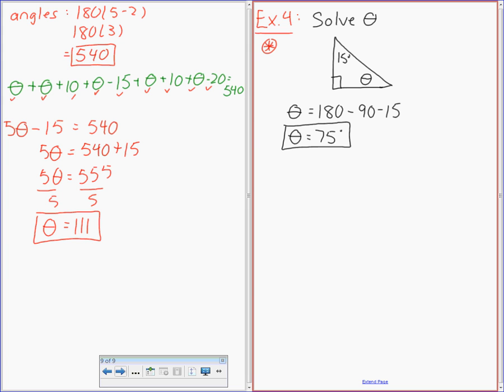Another way you can do it, if you want to save your brain, which I'm sure you all do: since you know this is already 90, that means that these two other angles have to add to 90 as well, right? Okay, so you can just say 90 minus 15, you get 75 as well that way. We're going to do that one a lot, quite a bit, when we get to trig related content.